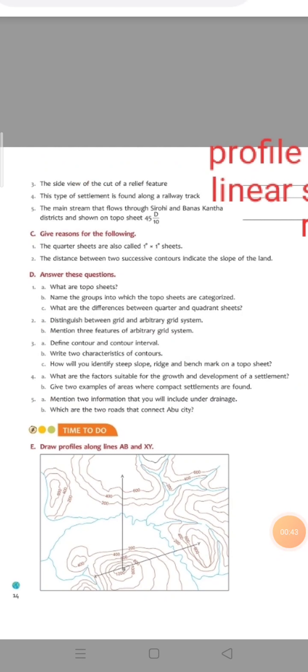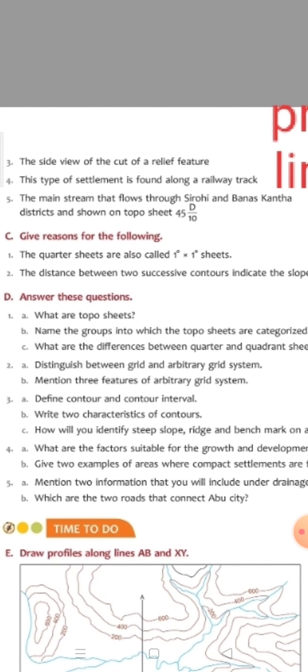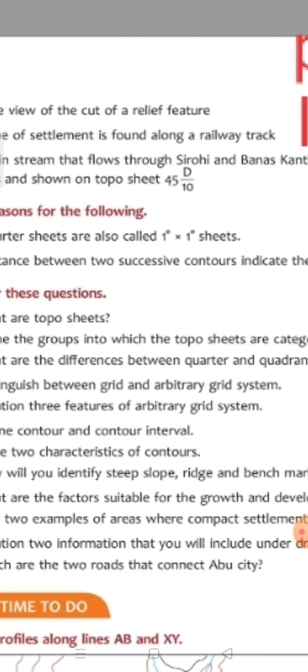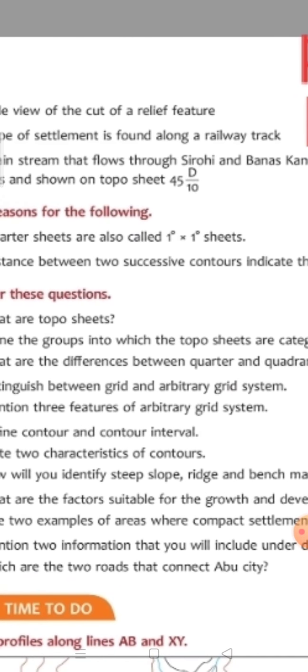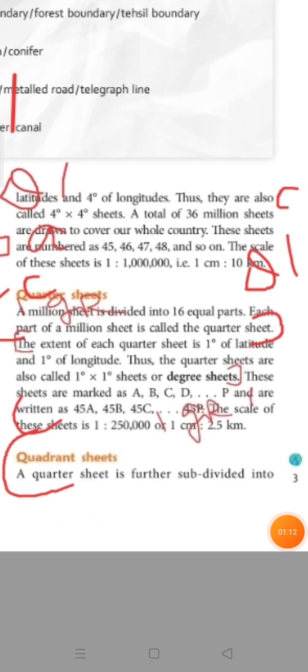Give reasons for the following. Number 1: The quarter sheets are also called 1 degree into 1 degree sheets. We can see the answer for this question on page number 3. Here one headline is there, quarter sheets.